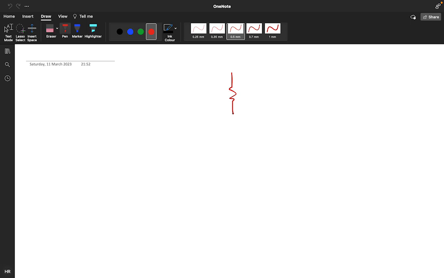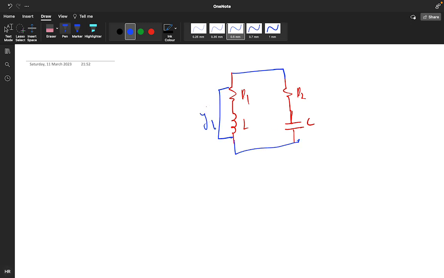This particular branch is your R1, this is your L. This particular branch is your R2 and this particular is your C. So what I am considering this as a y1 part and this as a y2 part. Overall Z for this is R1 plus JXL, not considering the omega form.